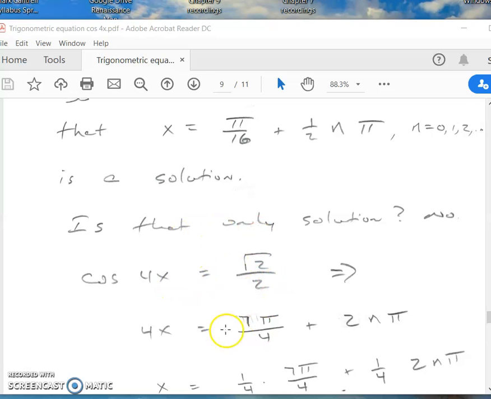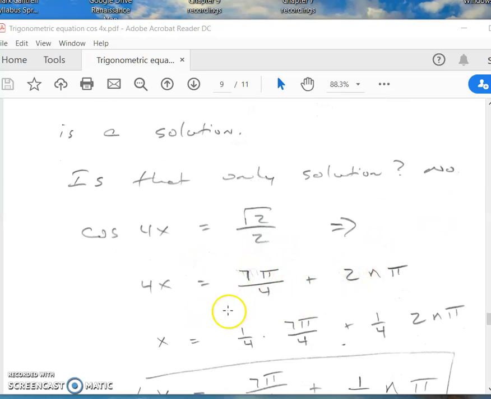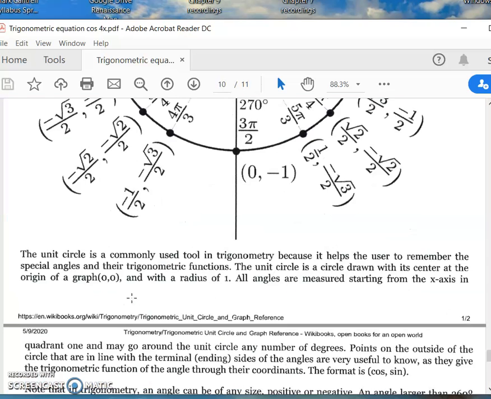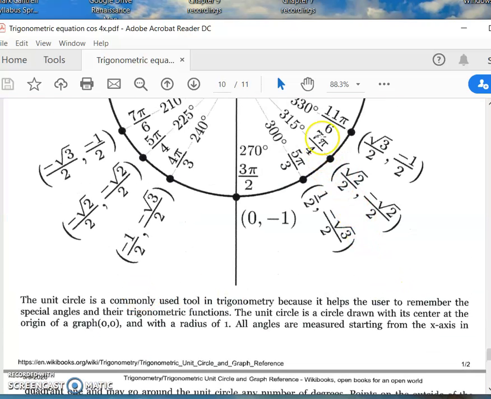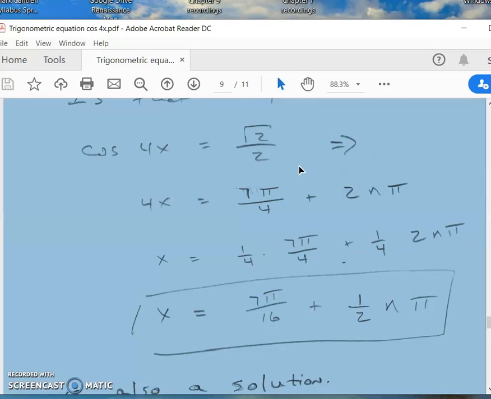Let's take a look. Let's go back to this. Cosine 4x is equal to root 2 over 2. If we look at our little table again, our diagram, let me bounce down to there. Okay. The other answer we can get is 7 pi over 4, or 7/4 of a pi. So that's my other answer that I can use.